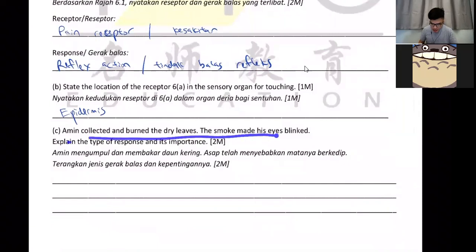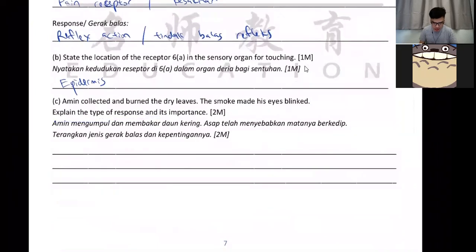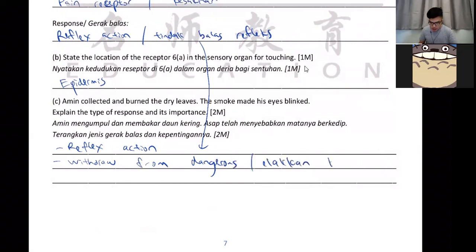All right, so Armin collected and burned the dry leaves. The smoke made his eyes blink. Explain the type of response and its importance. Okay, again, this is a reflex action. Tindak balas reflex. Its importance is to withdraw from danger. Untuk elakkan kebahayaan. When you touch something hot, or when you touch something sharp, you will withdraw your hand.